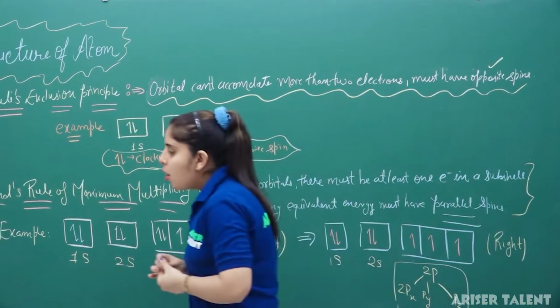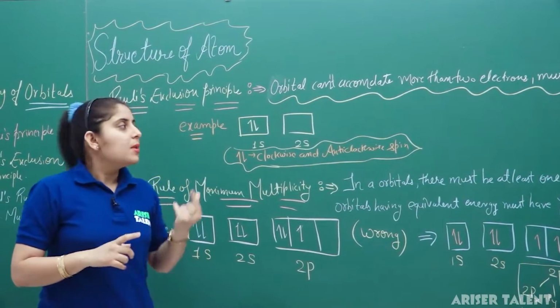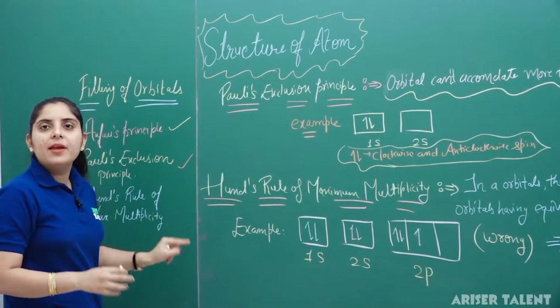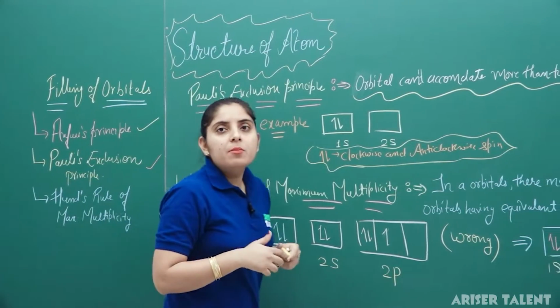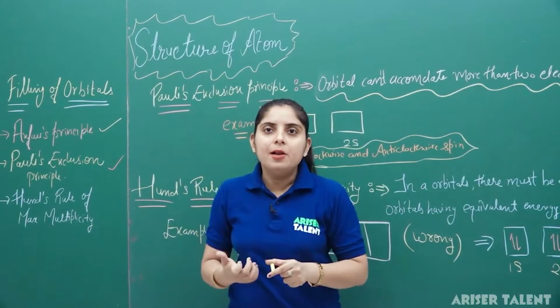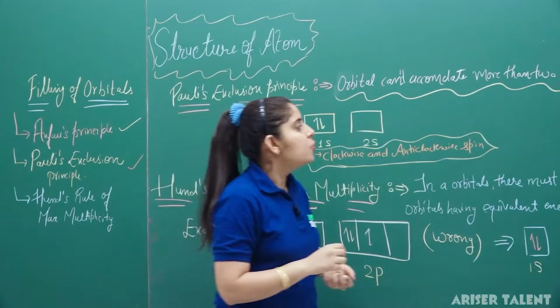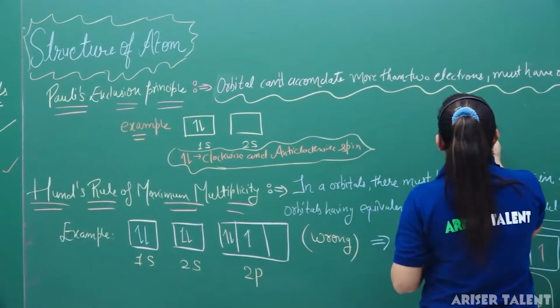So it is all about the 3 principles: first Aufbau's principle, second Pauli's exclusion principle, and the third principle we have discussed is Hund's rule of maximum multiplicity. We have one more rule that is called the n plus l rule, and it is somewhat similar to the Aufbau principle. So now we will discuss our fourth topic, that is the n plus l rule.